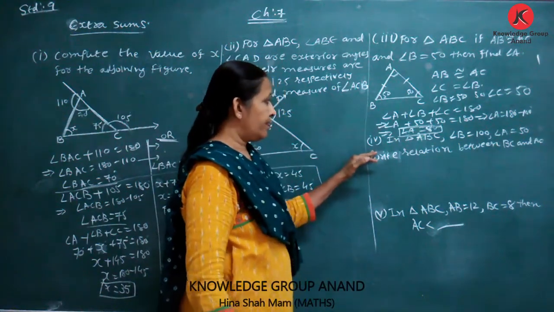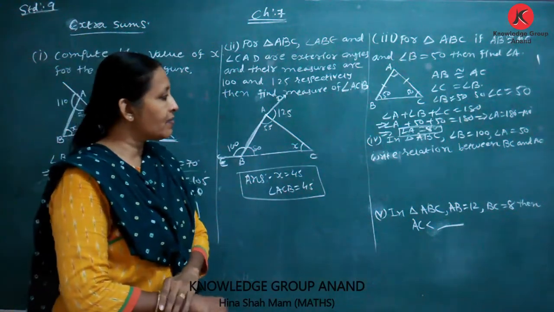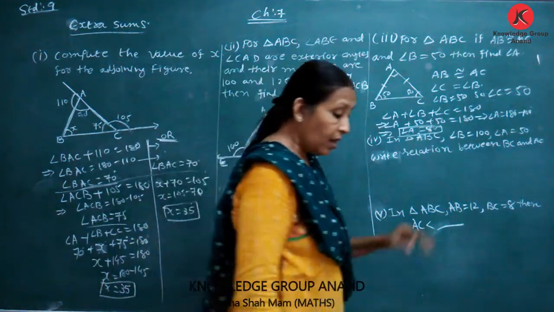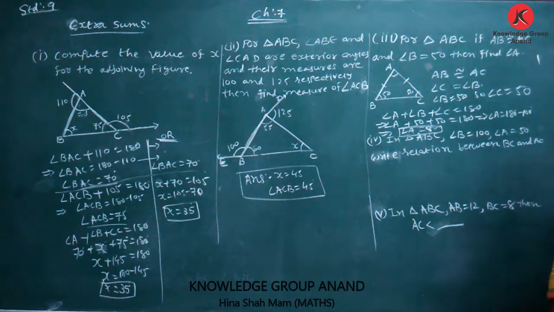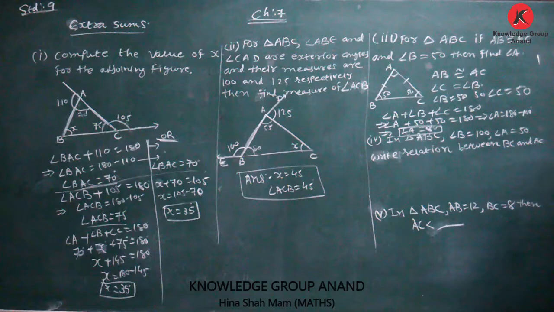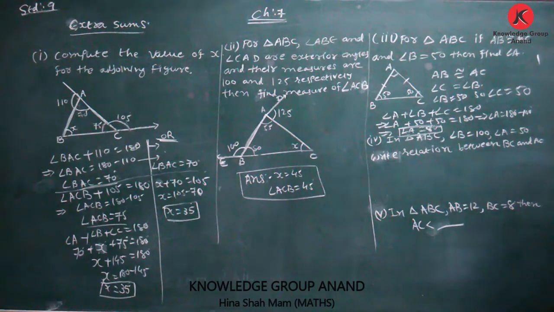Question number 4. In triangle ABC, angle B is equal to 100, angle A is equal to 50. Write the relation between BC and AC. We learned some inequality relations between angles and sides. The greatest angle has the greatest opposite side, and a smaller angle has a smaller opposite side.